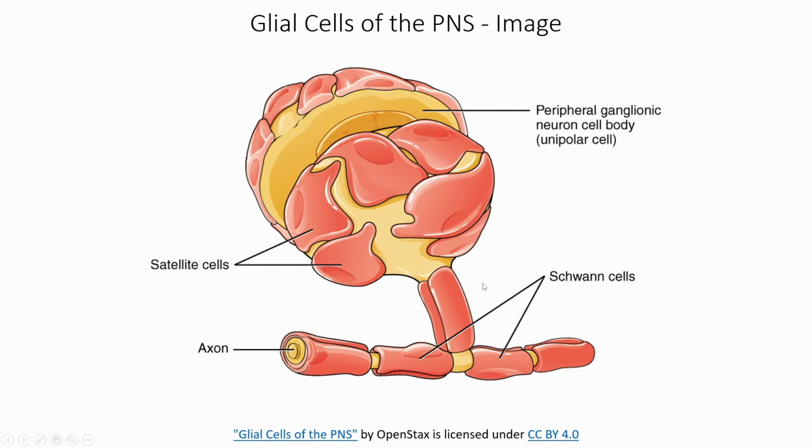So here we see the satellite cells, they're kind of just glomming onto that cell body, right, covering it almost like a little starfish. And then the Schwann cells right there, covering and providing that myelin sheath.